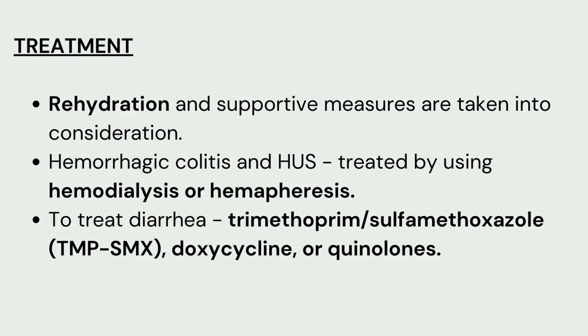Treatment. Rehydration and supportive measures are taken. Hemorrhagic colitis and hemolytic uremic syndrome are treated by using hemodialysis or hemapheresis. Hemodialysis is a medical procedure used to remove waste products and excess fluid from the blood when kidneys are unable to perform these functions. Hemapheresis is a blood purification therapy. It removes specific components from the blood while returning the rest of the blood components to the patient.